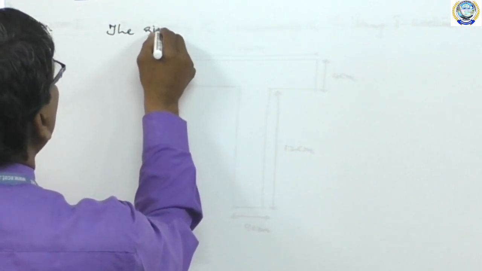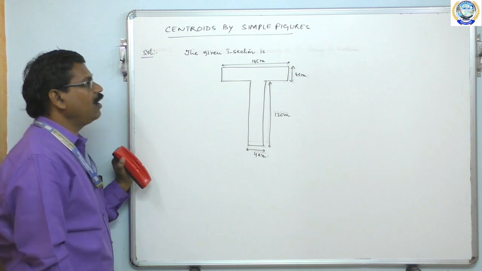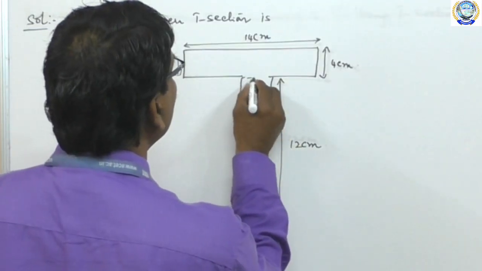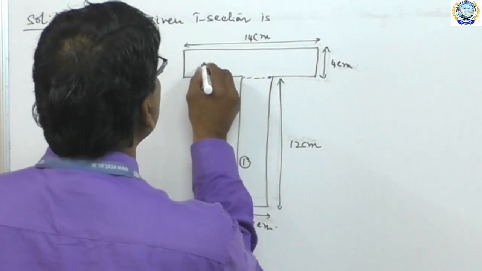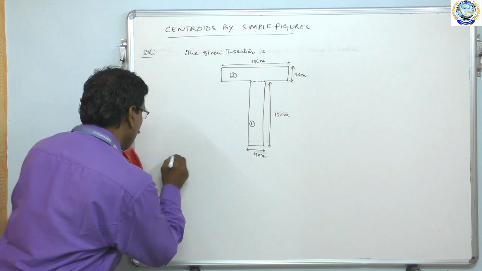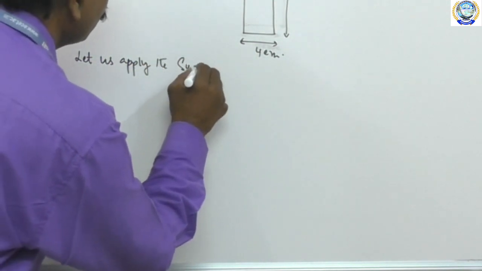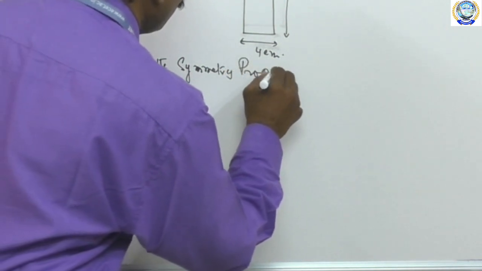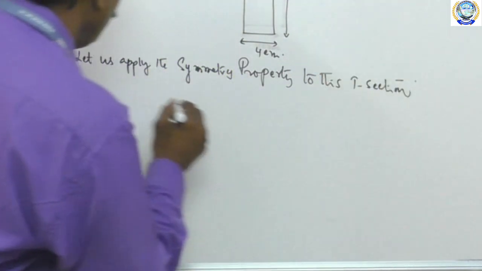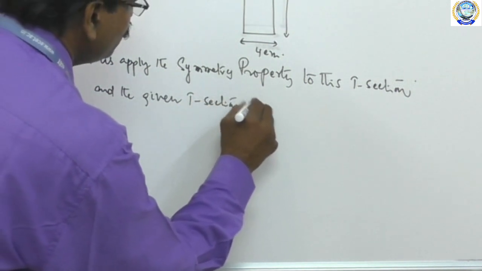The given T section: given a problem like this, first of all, we have to divide this shape of T into how many parts? I will split this T shape into two parts. This is first part and this is second part. Now, we will apply the property of symmetry to this diagram. Let us apply the symmetry property to this T section, and the given T section is divided into two parts.